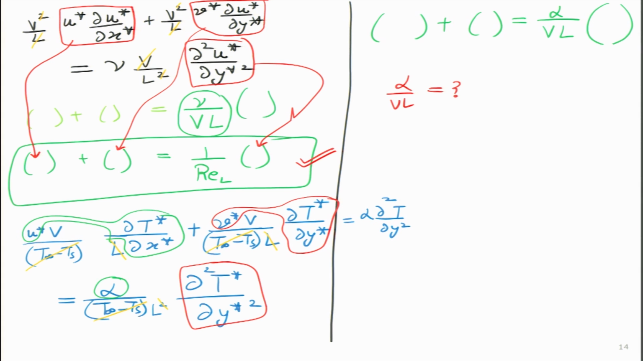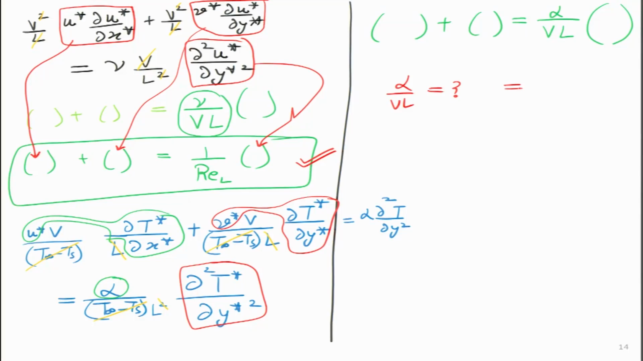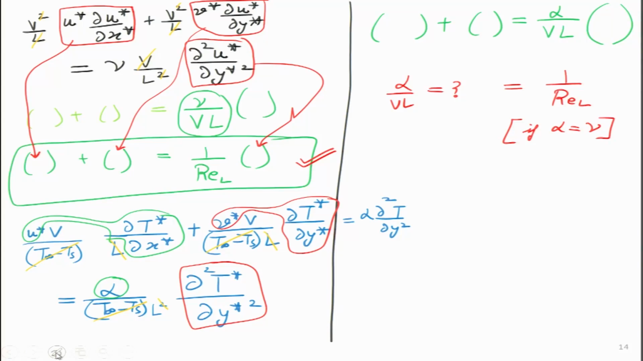If it was not alpha, if it was nu divided by VL, then I think students will immediately tell, sir, it is 1 by Reynolds number, which means can I also write this as 1 by Reynolds number? But I will now write a condition, if and only if alpha equals to nu. And under what condition is alpha equal to nu? I think this we have seen earlier, when Prandtl number is 1, because Prandtl number is the ratio of nu by alpha. So, if alpha equals to nu, I can clearly write if Prandtl number equals to 1.